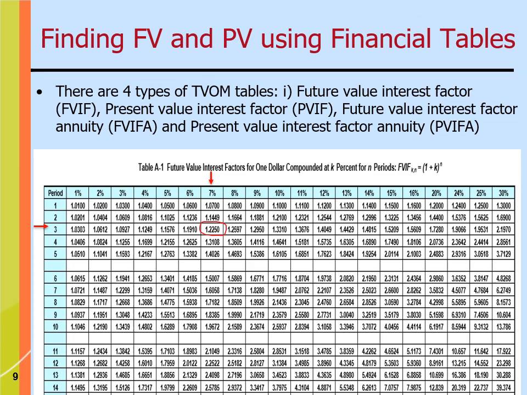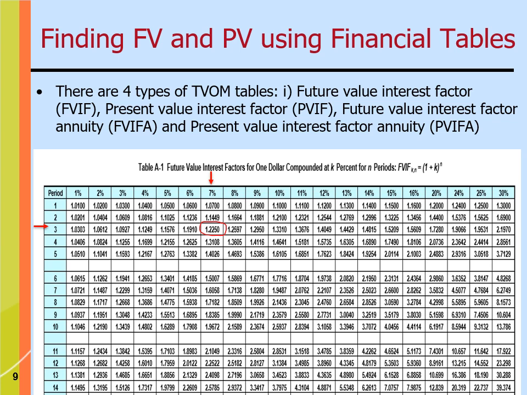Okay, now I want to share with you that in finance, you can also use the financial tables to find the factors for present value and future value based on the period and rate. Then you can directly use this factor to multiply with the cash flow amount. Basically, there are 4 types of time value of money tables, which are present value interest factor and future value interest factor. These two are for single cash flow, while present value interest factor annuity and future value interest factor annuity are used for multiple cash flows or annuity.